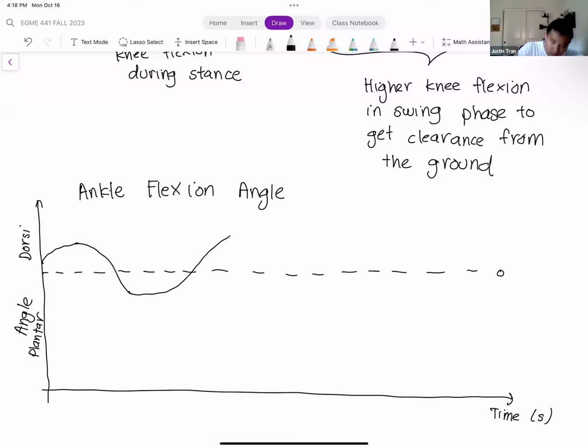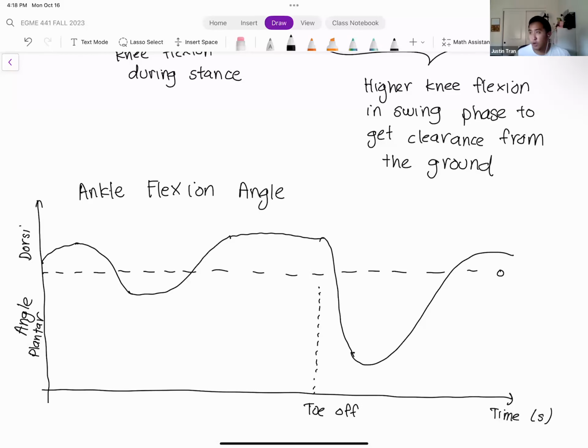Then you go through dorsiflexion again. So this is a little bit of a prolonged period. And then right when your toe comes off, you go into this huge plantar flexion stage right here. Okay. And so toe off is approximately right here, right before it dives down into that big plantar flexion phase.